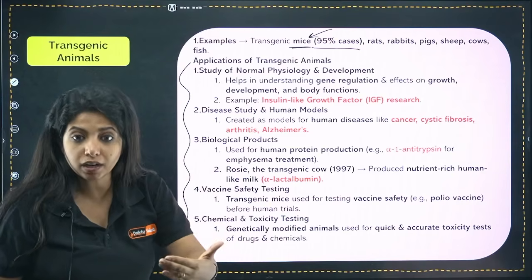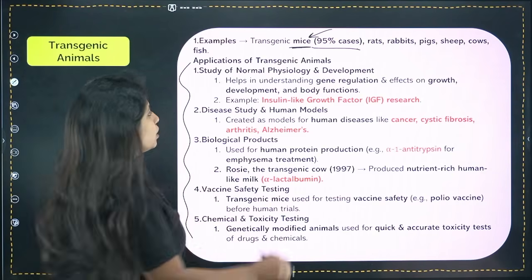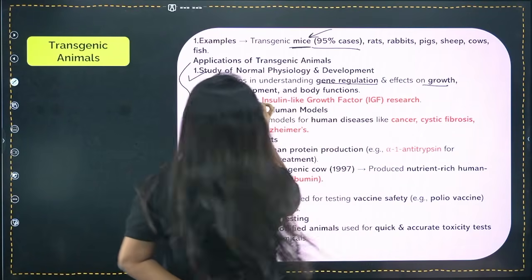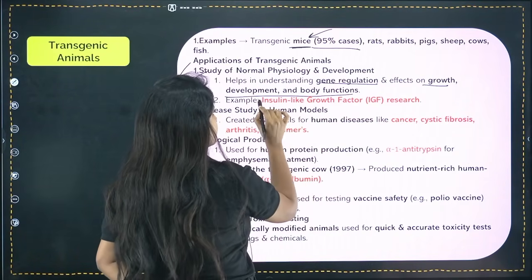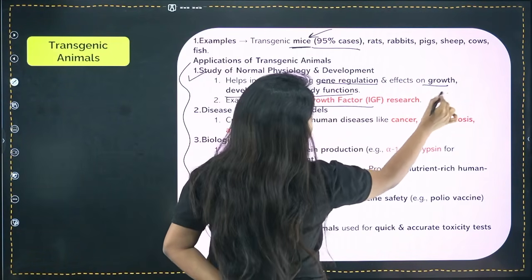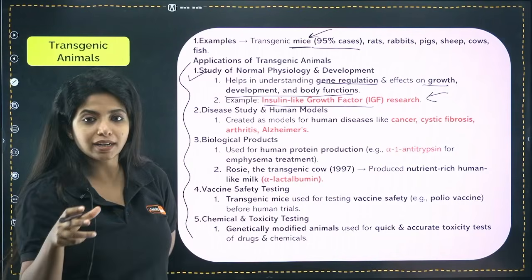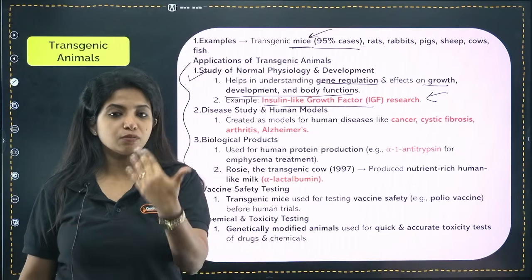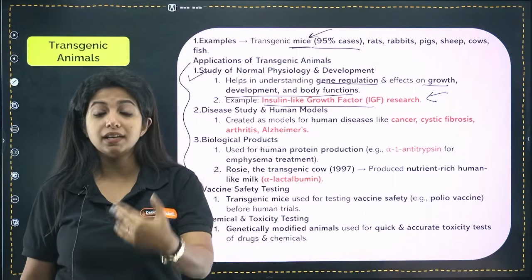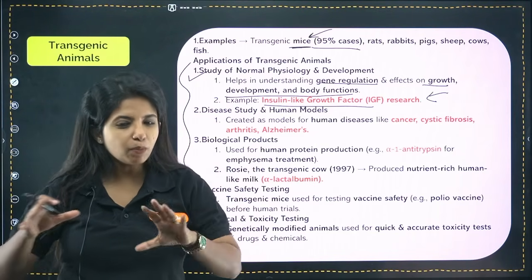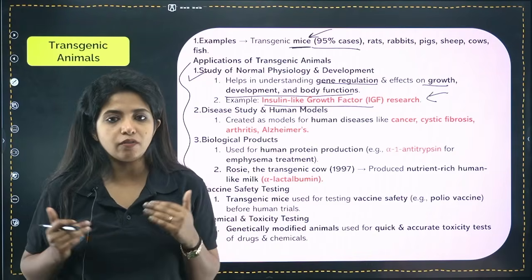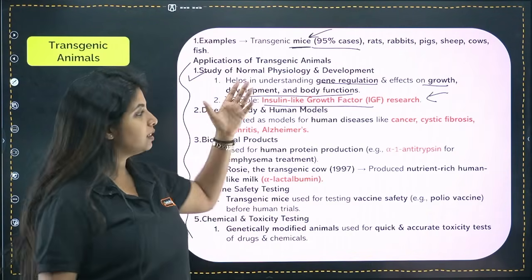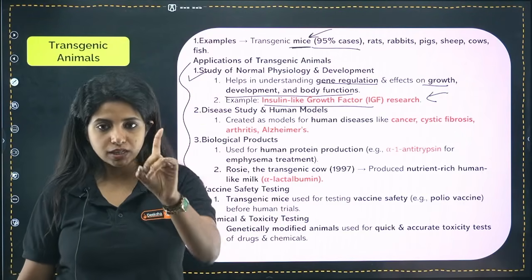So for understanding normal physiology and development, or for understanding how a gene works or what the effect of a gene is, you can use transgenic animals. It helps in understanding gene regulation and effects on growth, development and body function. For example, insulin-like growth factor research. Insulin-like growth factor is responsible for the growth and development of the human body. You put it inside mice and see what effects happen in the mouse. Most of the time it will have a similar effect in our body also. So the effect of insulin-like growth factors was studied with the help of transgenic animals. That is the first thing.